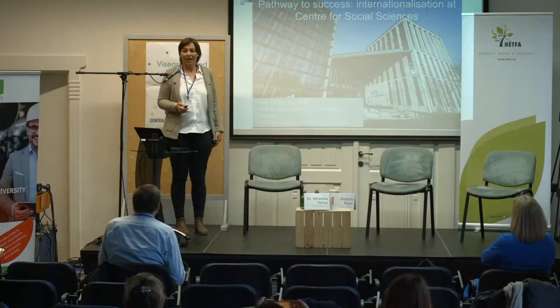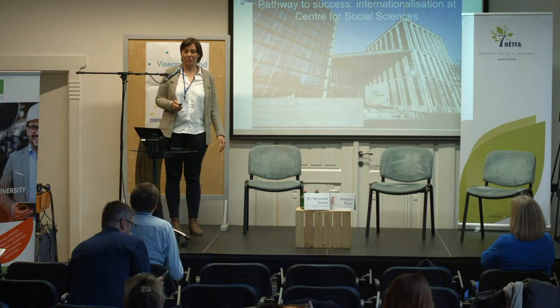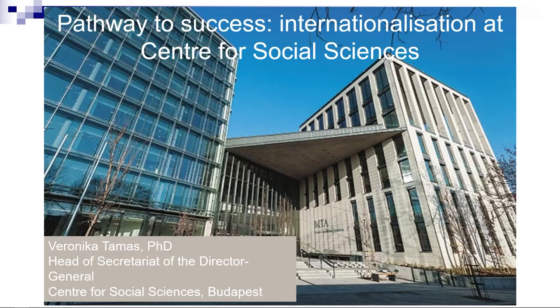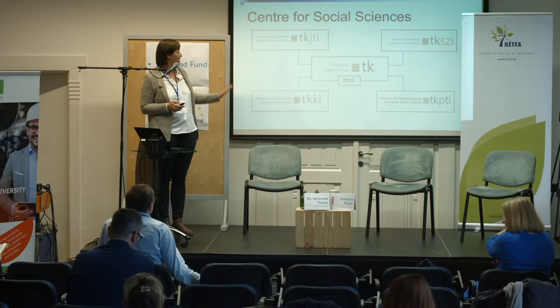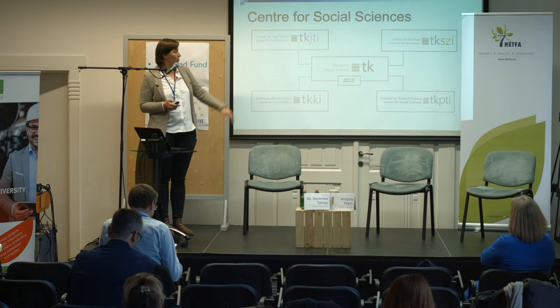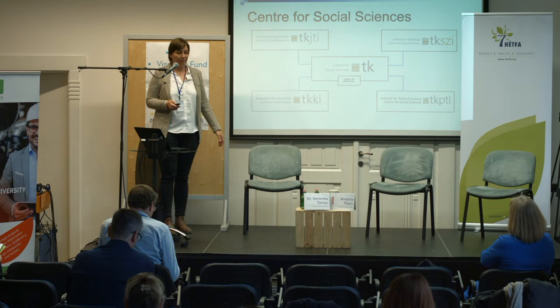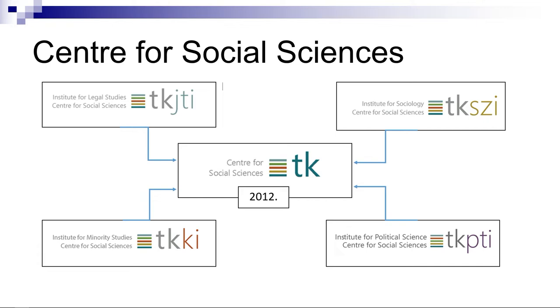Welcome, everyone. I am Veronika Tamas from Center for Social Sciences, and I would like to tell you a story of my institution and the pathway that we stepped on in 2012. Center for Social Sciences, just very briefly, was established in 2012 by the merger of four institutions that formerly existed under the Hungarian Academy of Sciences: Institute for Legal Studies, Institute for Sociology, Minority Studies and Political Science.